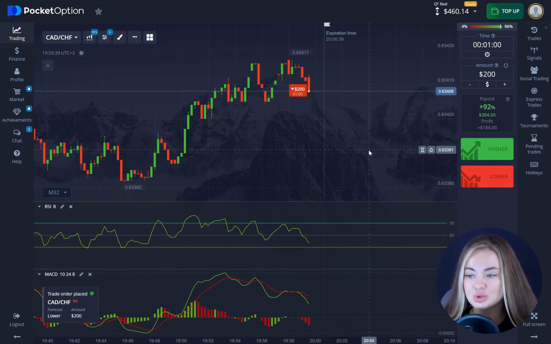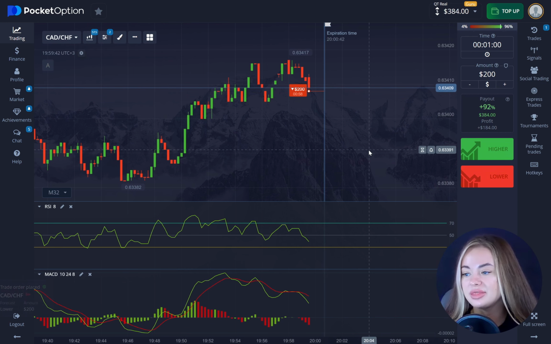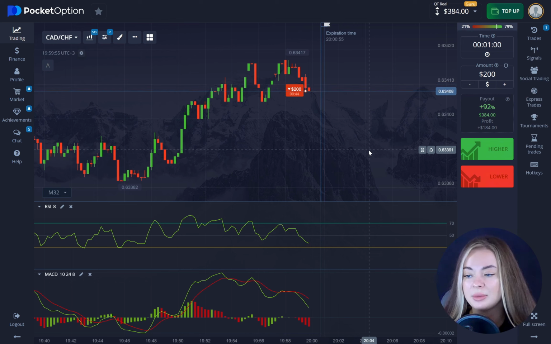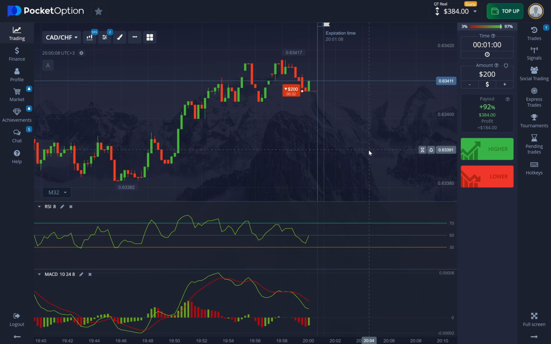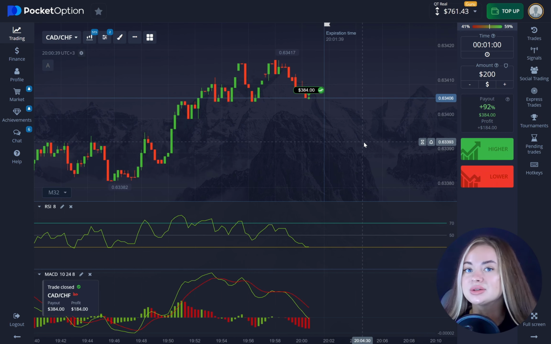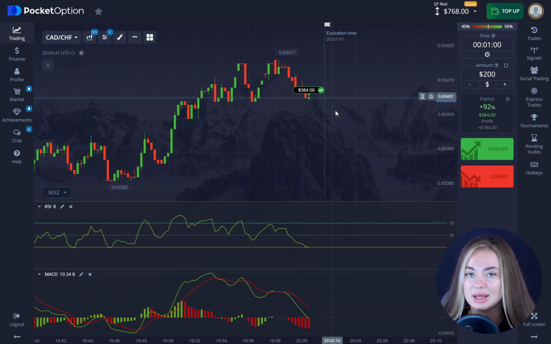I open a trade to go down. The chart shows that the RSI is declining and approaching the 30 level, but there is still room for growth. The MACD shows that the main line has crossed the signal line and the distance between them is increasing, which is a signal to open a downward trade. The trade was successful. Continuing the analysis.